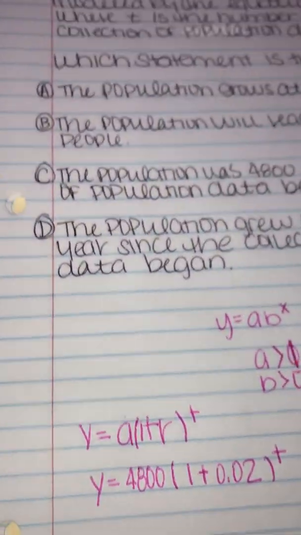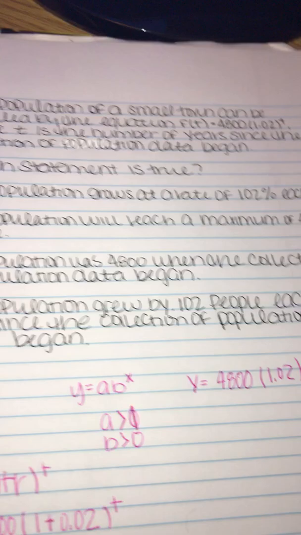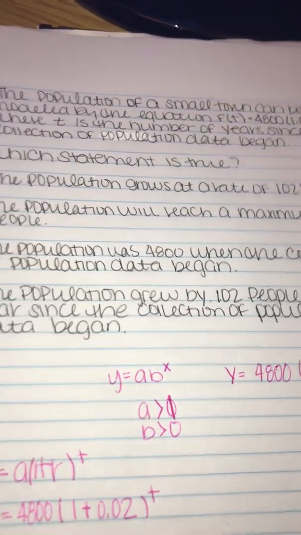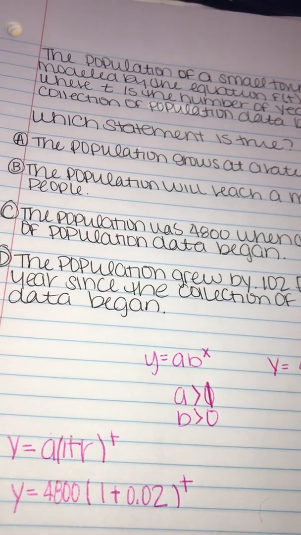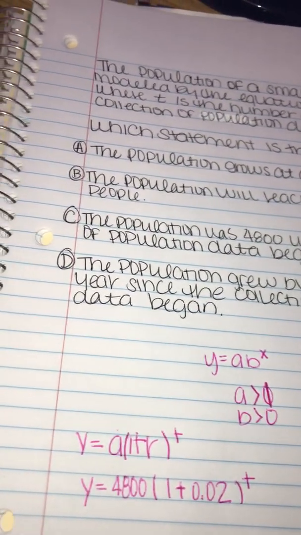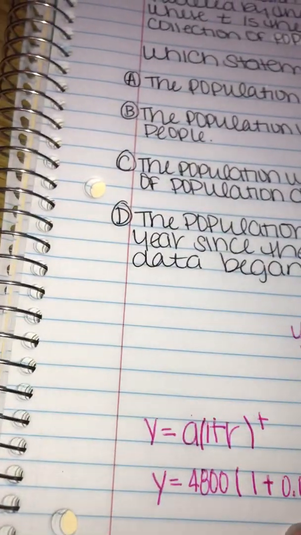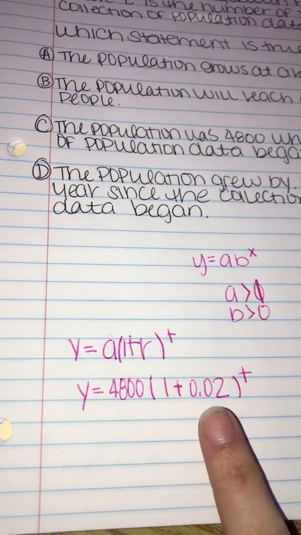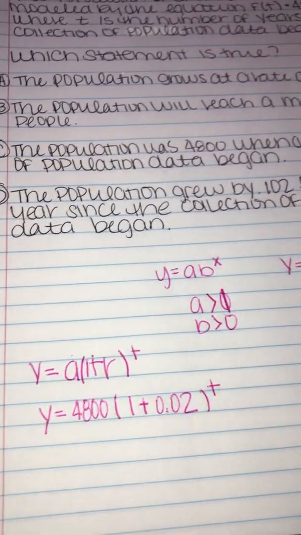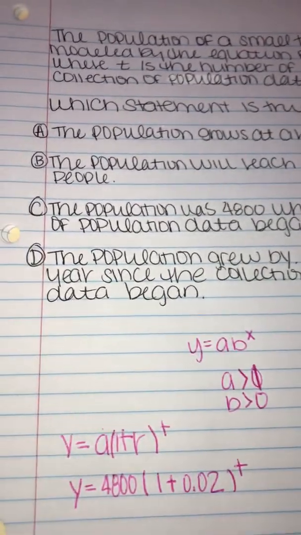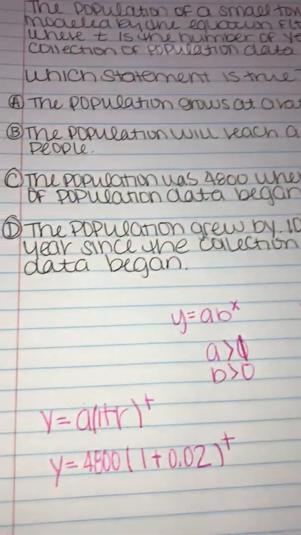Okay, now if we look at our answer choices, it says the population grows at a rate of 102% each year. That is not correct, because looking back, we see that if we were to take 0.02 from a percent, and change it to a decimal, we'd get 2%, and 2% would be our rate of change. The population will reach a maximum of 4,800 people.